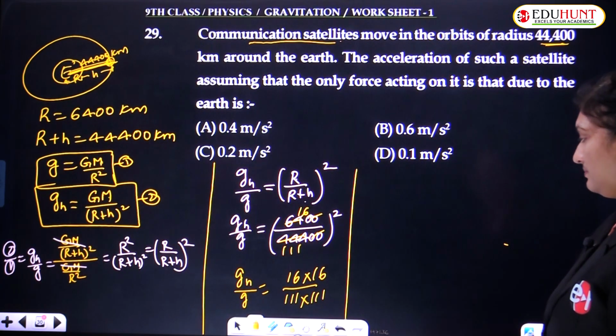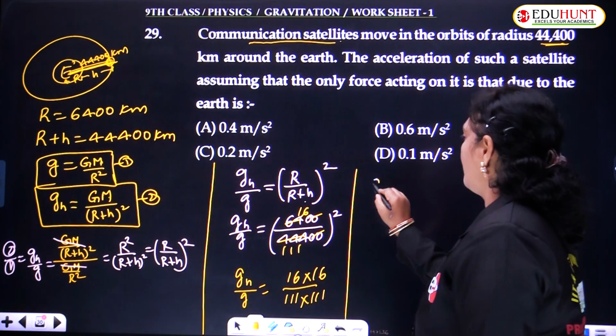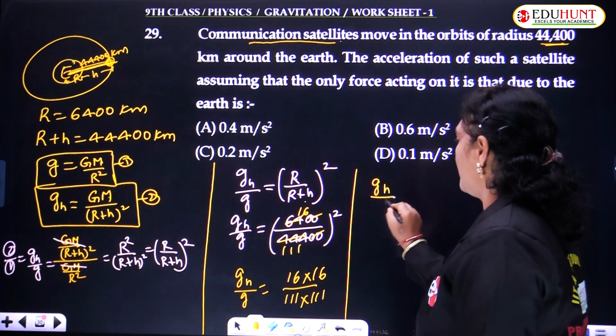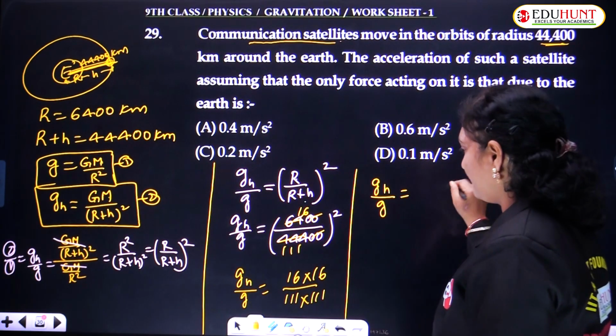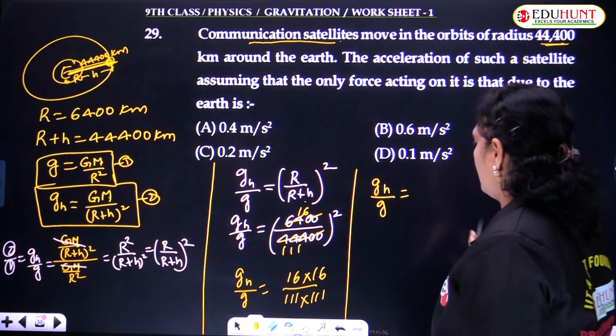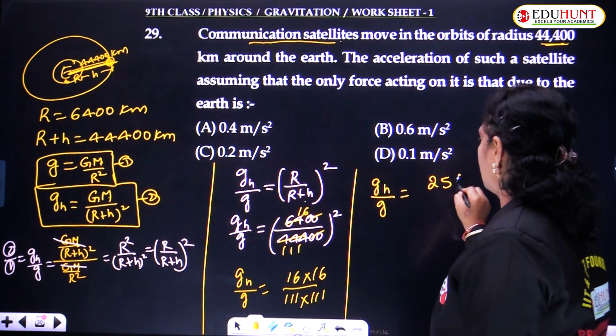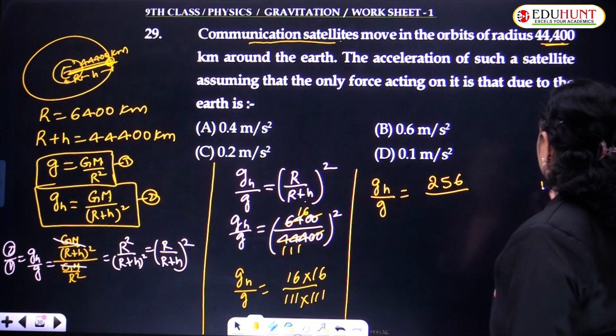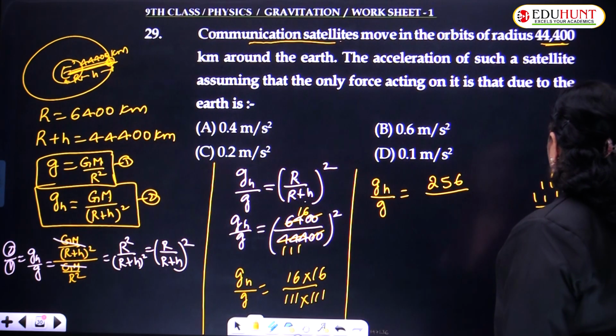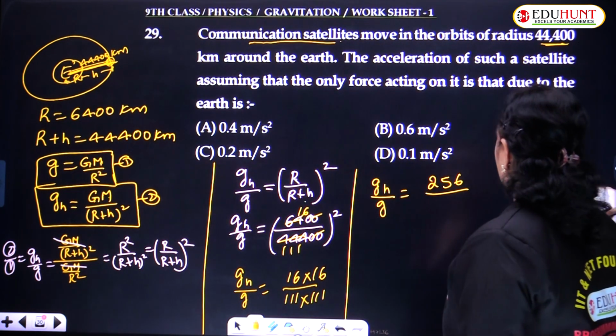That's it, children. So, what is the proper value? This g_h upon g is found to be 256 multiplied by 12321.